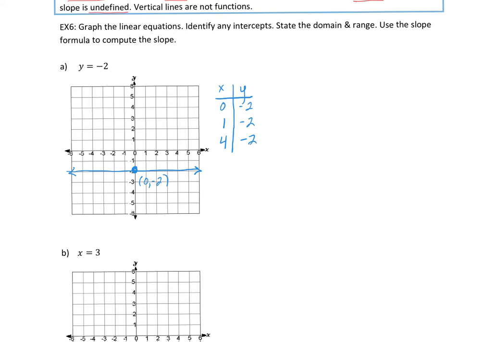So if I were to plot those points, I would have 1, -2. I already have 0, -2 there. And then 4, -2, and so on. And then I would draw my line. So here I do have that my y-intercept is the point 0, -2. And I could see that there is no x-intercept.